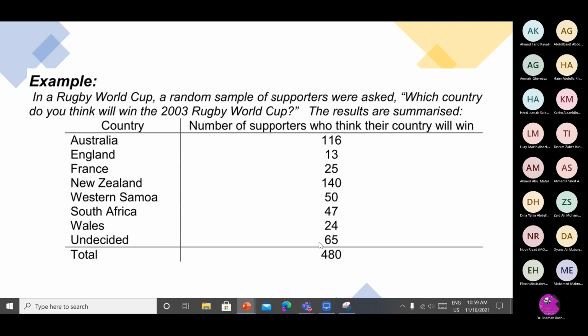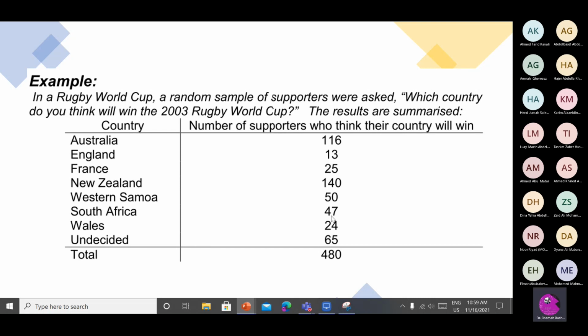If you ask some people who is going to win, 116 of your 480 samples say Australia, and 13 from your 480 persons you ask say England, 25 of the 480 said France will win, and so on. And the question is, up to this data, can you find the confidence interval for undecided?